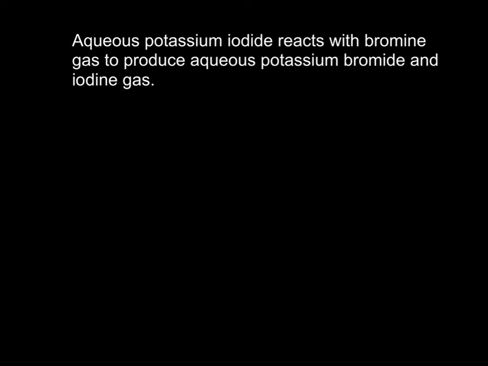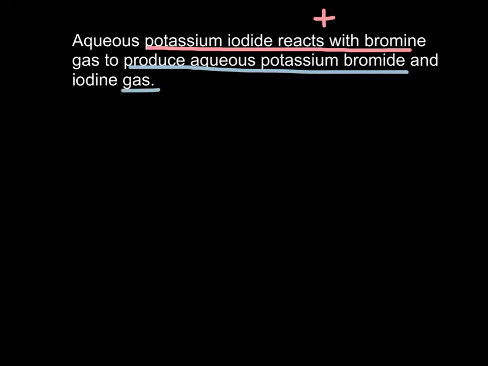Our task with these word problems is to take the words and write a chemical formula equation from them. In order to do this, we need to figure out our reactants and our products. And right here it says that potassium iodide reacts with bromine. The "reacts with" serves as the plus sign for us. And that to produce potassium bromide and iodine. This "and" is our plus for the product side.